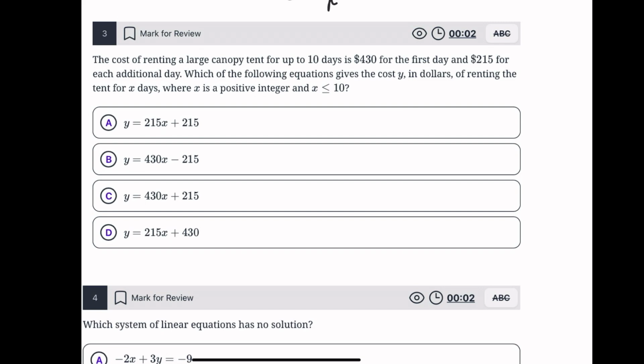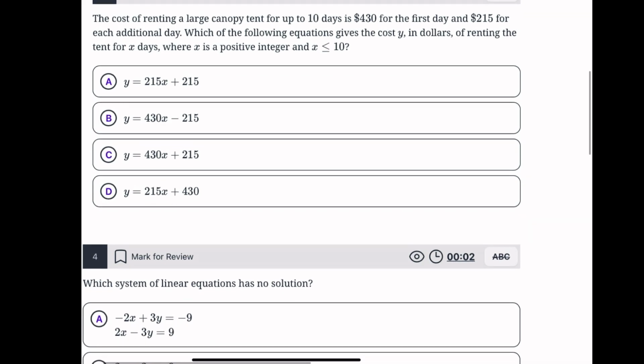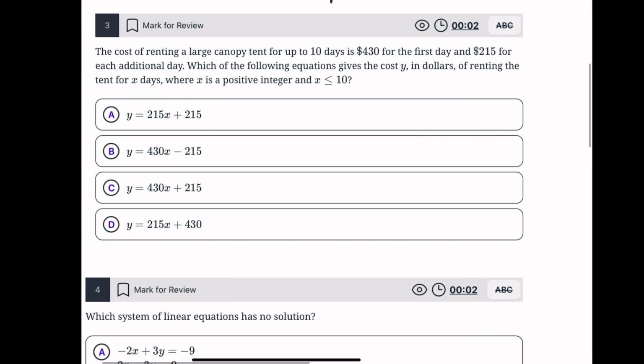The cost of renting a large canopy tent for up to 10 days is $430 for the first day and $215 for each additional day. Which of the following equations gives the cost y in dollars of renting the tent for x days, where x is a positive integer and x is less than or equal to 10? This question type is actually quite common. I've seen it a couple of times on the practice exams that College Board gives out. So this is how you would approach it.